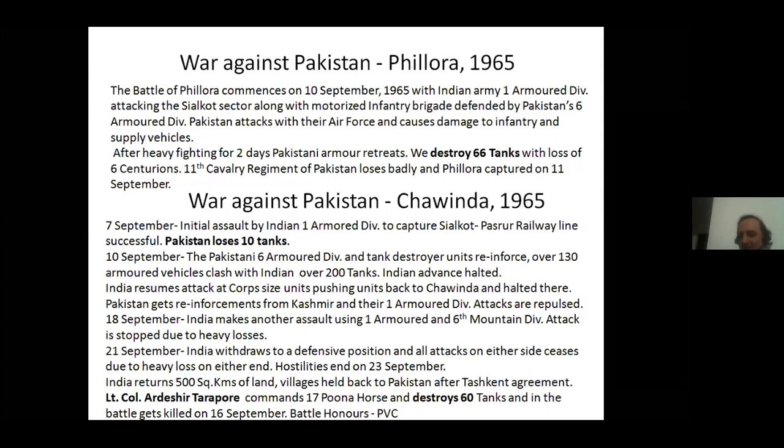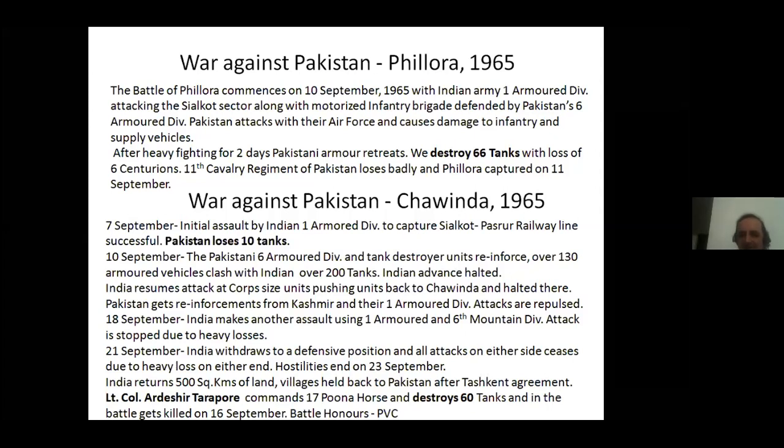And this is where it is led by Lieutenant Colonel Tarapur here. Between 11th and 16th September, he ends up with his regiment leading from the front, destroying about 60 enemy tanks there. But in the action, he is hit by the Pakistani and is killed in action here. As a result of it, it goes on into further reinforcements happening around 21st of September.